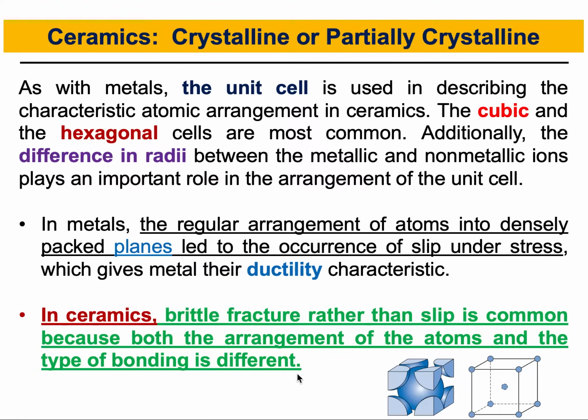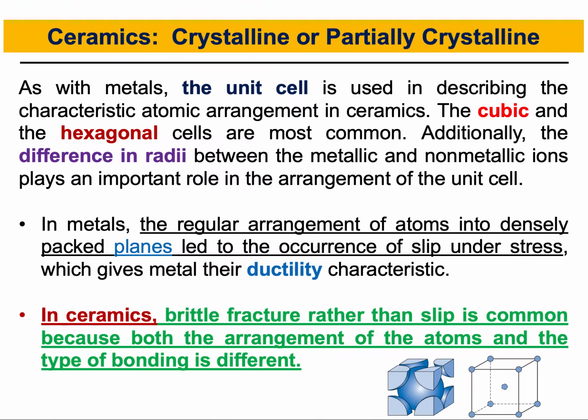and that's because the arrangement of the atoms and the types of bonding are different. In metals, we have metallic bonding, and we have different structures or planes for our unit cells. In ceramics, we have ionic bonding, and it's very hard to move the dislocations or the atoms because of the ionic nature of the bonds themselves.